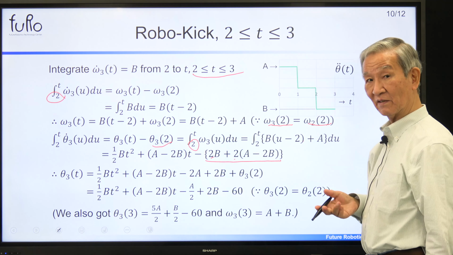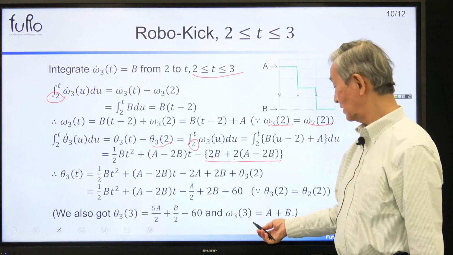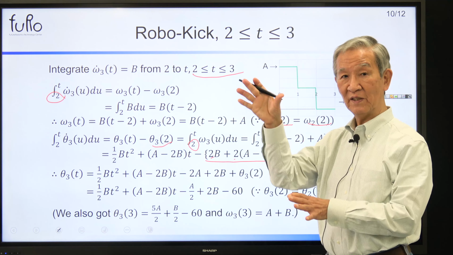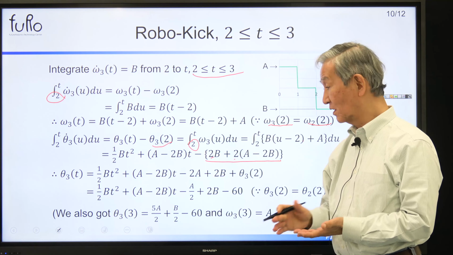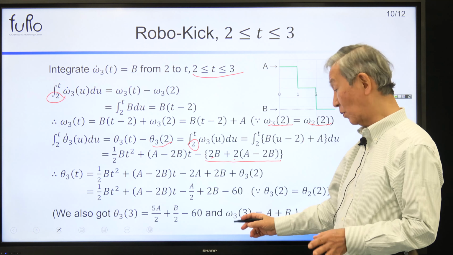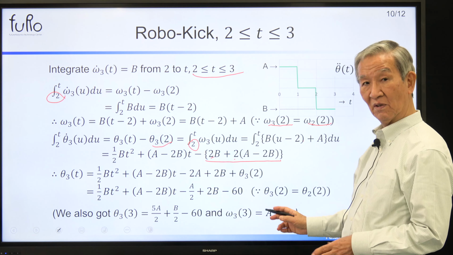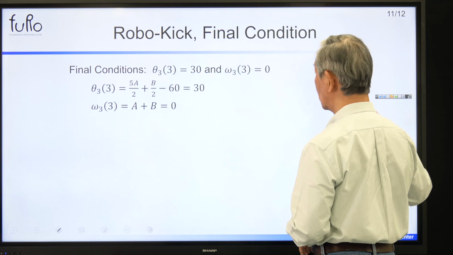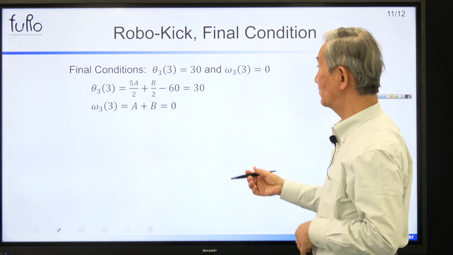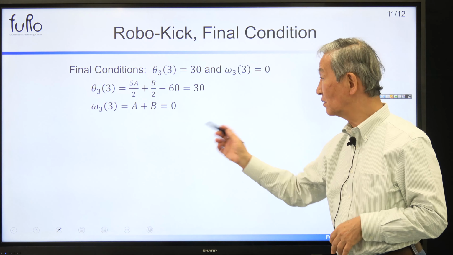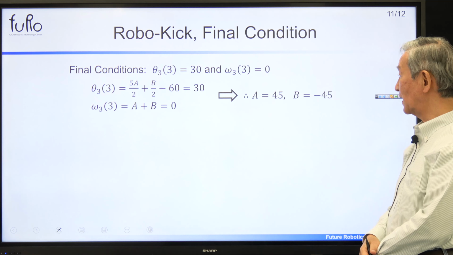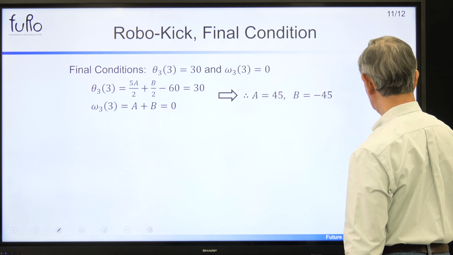And we also get, why do I compute this one and that one? Because in the original problem, we were given not only the initial condition, but also the final condition. Theta 3 of 3 was 30 degrees, and theta dot 3 of 3, or omega 3, is equal to 0. Okay, those were the two conditions. So let's use that, theta 3 of 3 and omega 3 of 3. So you have two equations and two unknowns, A and B. From that, A is equal to 45, B is equal to negative 45, easy to compute.